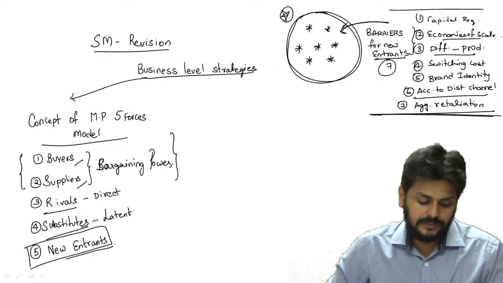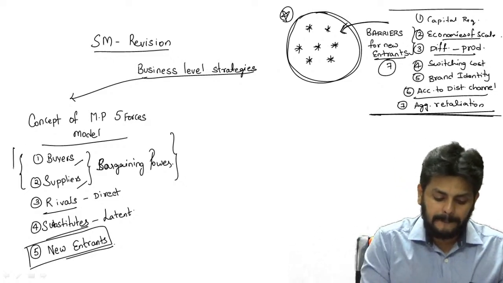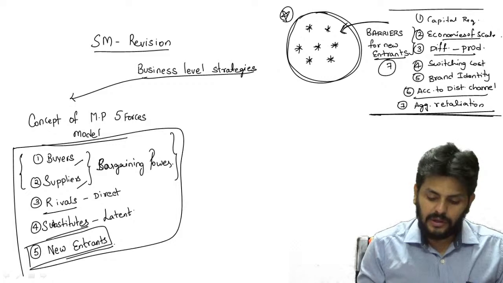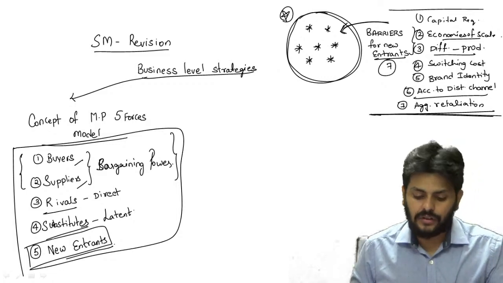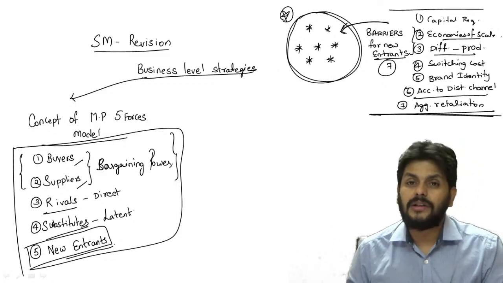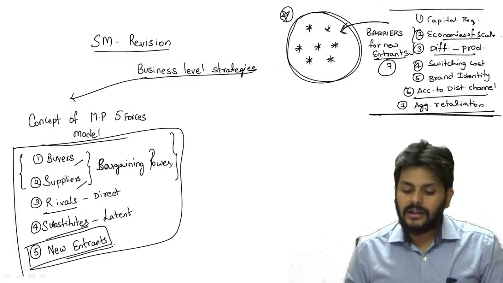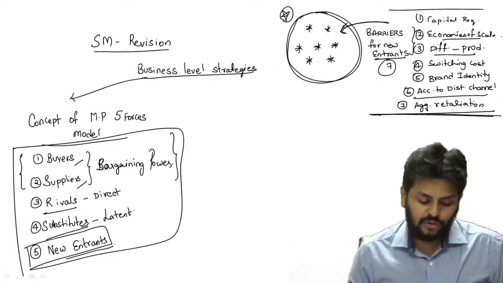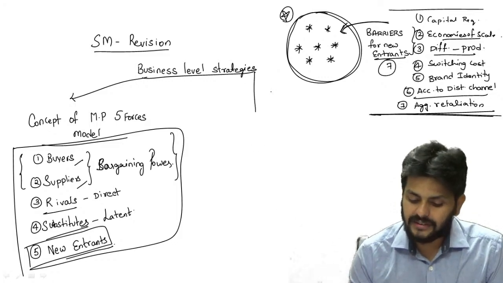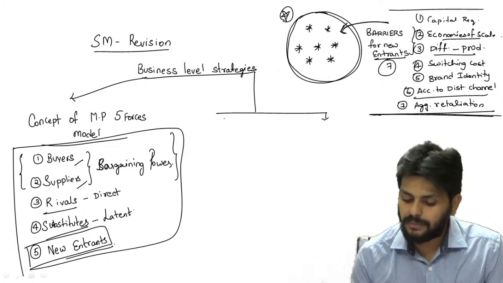The entire story. Michael Porter's 5 forces and the barriers to new entrants. Couple of possible questions. That's the first thing that comes in this chapter. Now let's move on to the other part of this chapter, which talks about the business level strategies, which are broken down into 3 parts here.